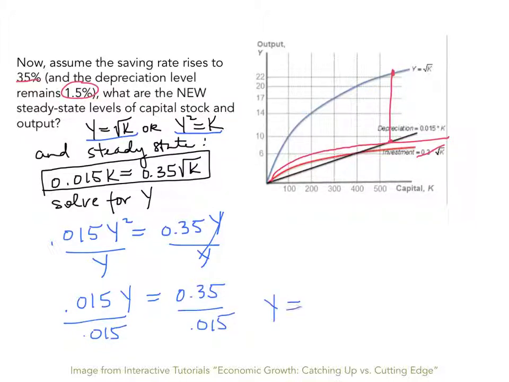So follow that up. We're going to have a higher level of steady state output, and you have y equals 23.3. And capital will be something above 400. It looks like capital will be somewhere in the neighborhood of 542.